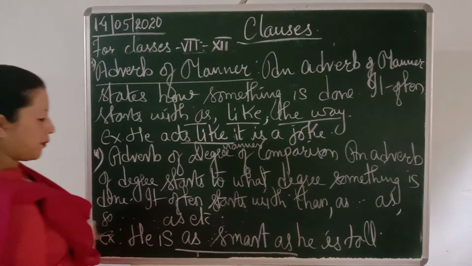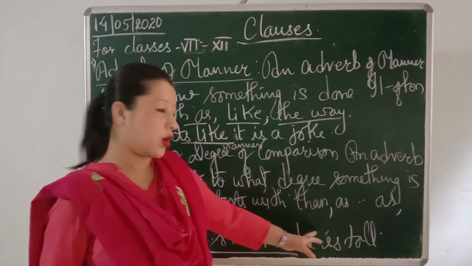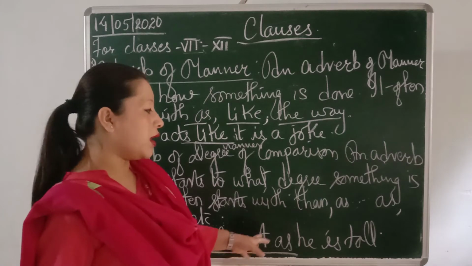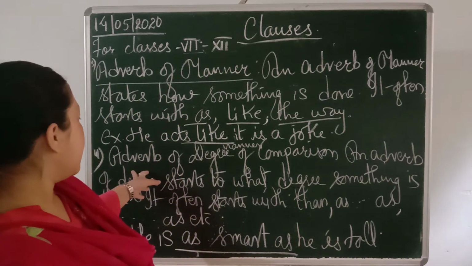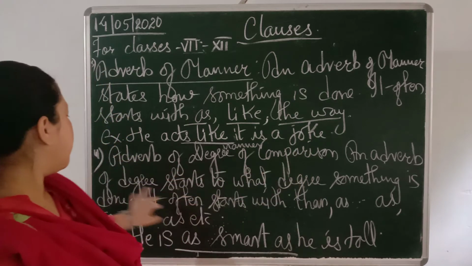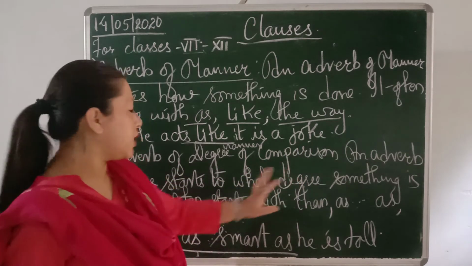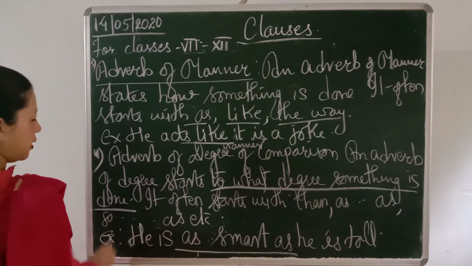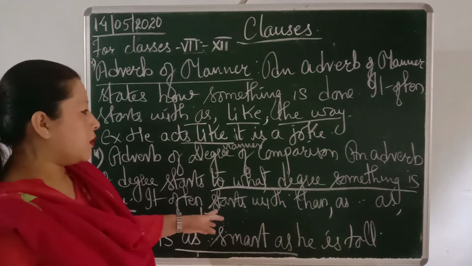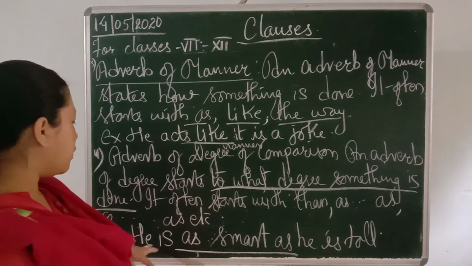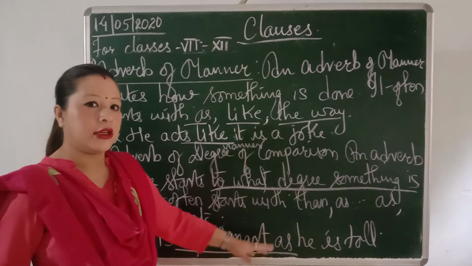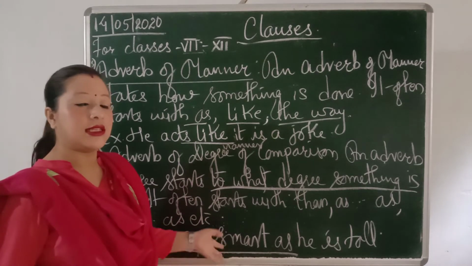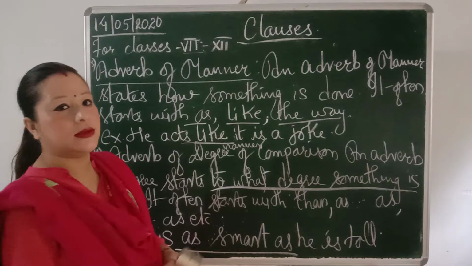As smart as. He is as smart as he is tall. So here this sentence says that he is very smart, just as he is tall. For example, here you can see adverb of degree of comparison. An adverb of degree states to what degree something is done. Here, with the help of the adverb of comparison, you have used the words as smart as. Here it's making a comparison. Okay. So he is as smart as he is tall. Then this is an example of degree of comparison.